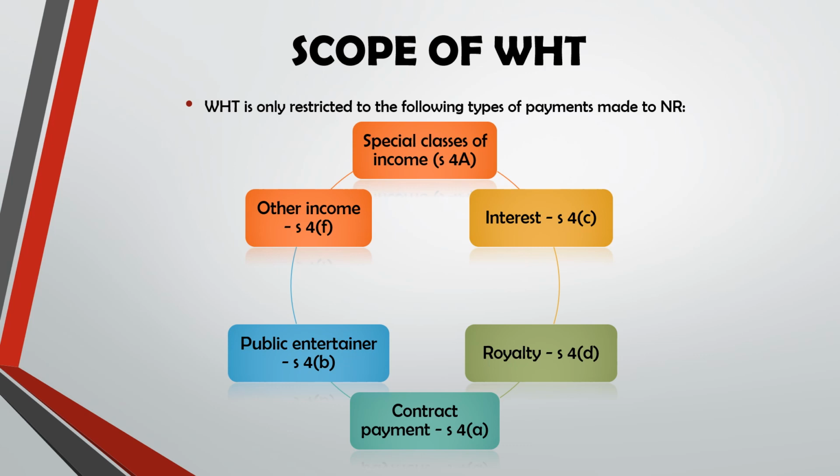Next one, you have other income, which is section 4F, which is income that does not fall under section 4A until 4E or even special classes of income. And the last one, special classes of income, section 4E, which is specifically for non-residents.